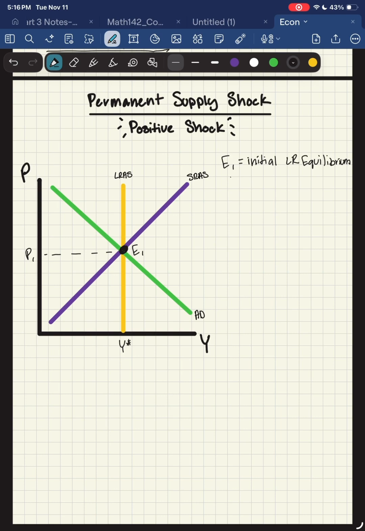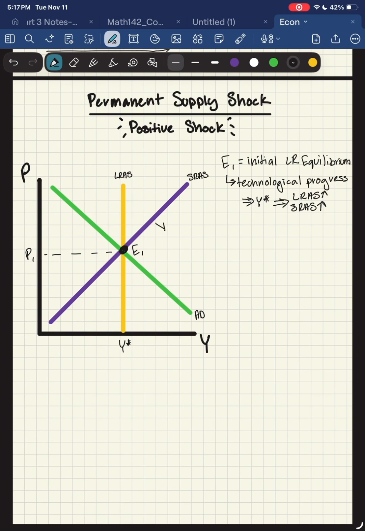Okay, and then for this example, we are going to say that technological progress has been made in the economy. We know that this means that output will go up. We know that this means that both the long-run aggregate supply curve and the short-run aggregate supply curve will be shifted, and they will both be shifting to the right.